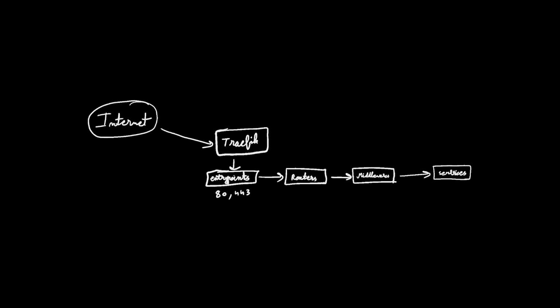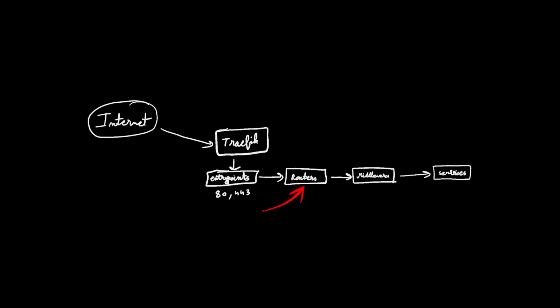So in Traefik, there are four main things to consider. First of all, there are entry points. So Traefik is open on the entry points whichever are specified. For example, if we specify port 80 and 443, then these two ports would be open for receiving traffic.